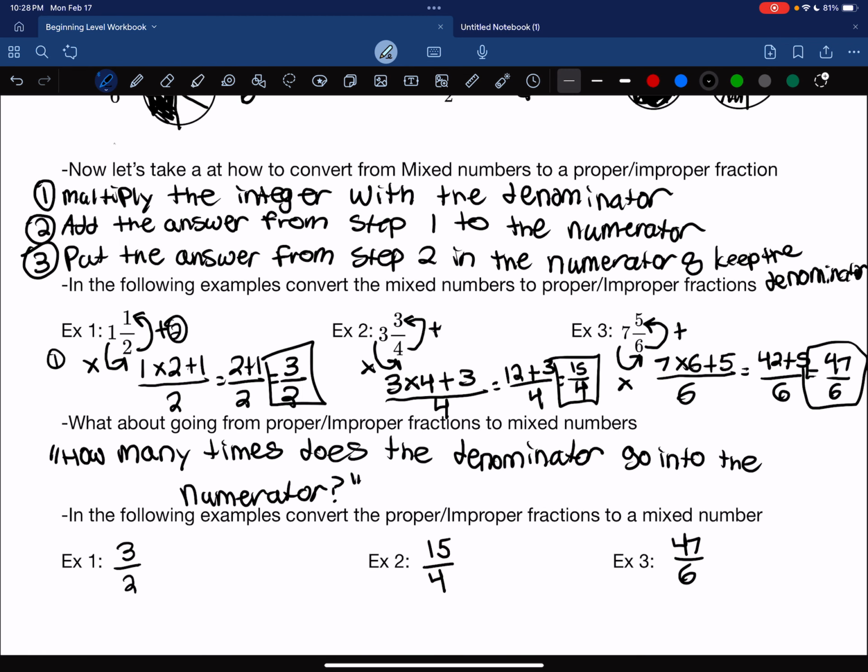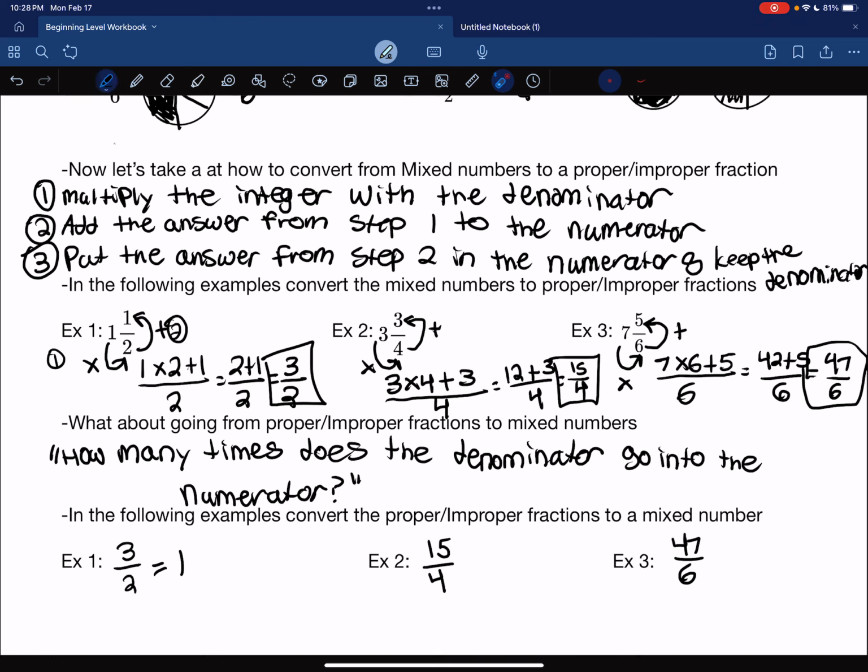So our first example, we have 3 halves. And in this case, we have to ask ourselves, how many times does 2 go into 3? Or in other words, how many times can we multiply 2 before we go past 3? In that case, 2 goes into 3 once. So we are going to have 1, and then we have to ask ourselves, how far are we away when you multiply 2 times 1?